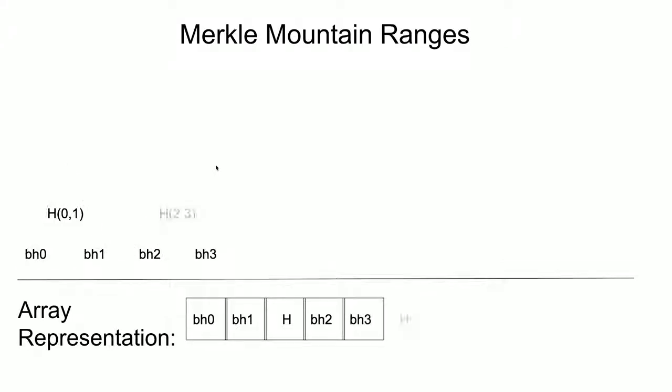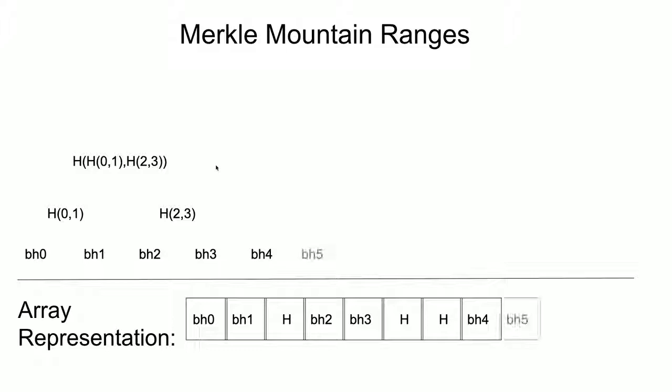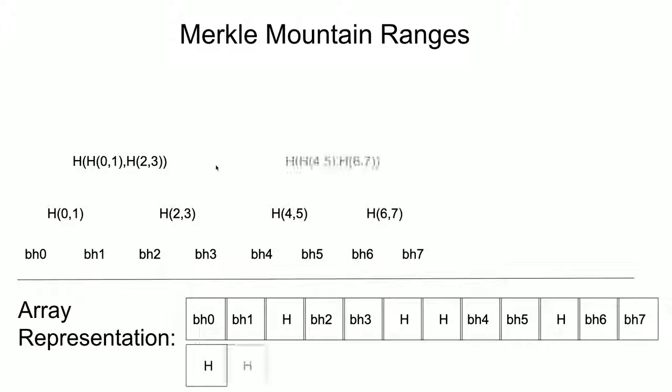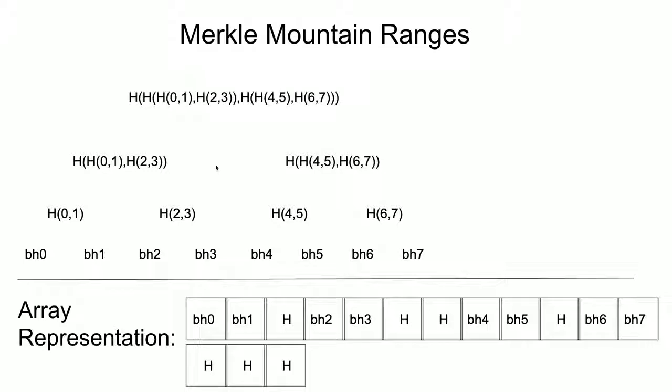As we add the next piece, you can see it cascade, and since BH3 was the same height as BH2, it created H of 2 and 3. And since that was the same height as its sibling over there, that created another parent. So as we go through this, we can just watch. I add block hash 6, and now we have three separate mountains. I add block hash 7, which causes the cascade to go all the way up.